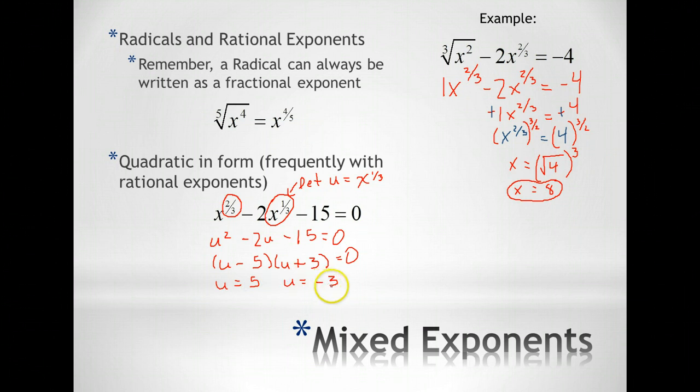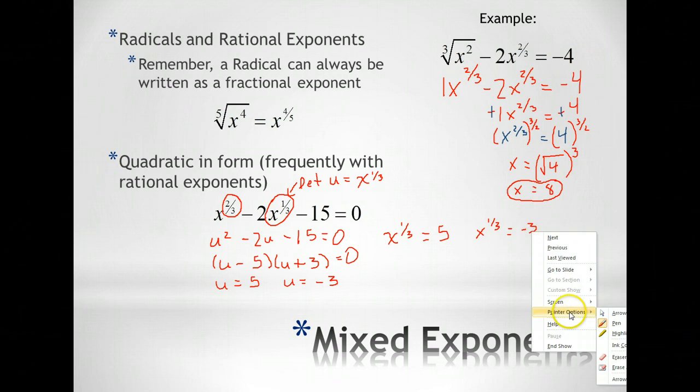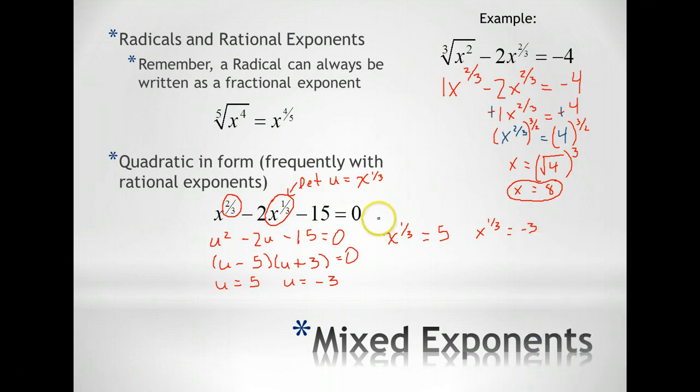Again, I don't care what u is. I want to know what x is. So I get x to the 1/3 equals 5, and I get x to the 1/3 equals negative 3. So if I want to figure out what x is, hopefully you are ahead of me on this one. What do I do? I cube both sides.